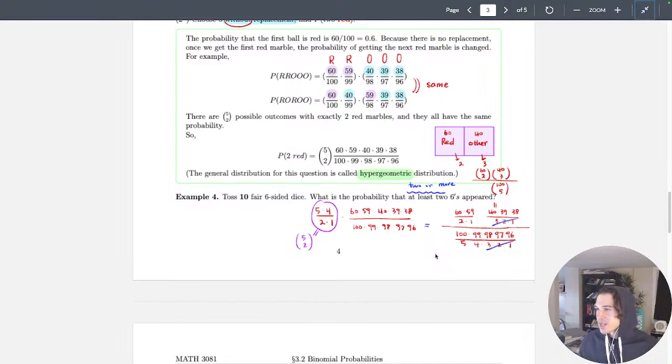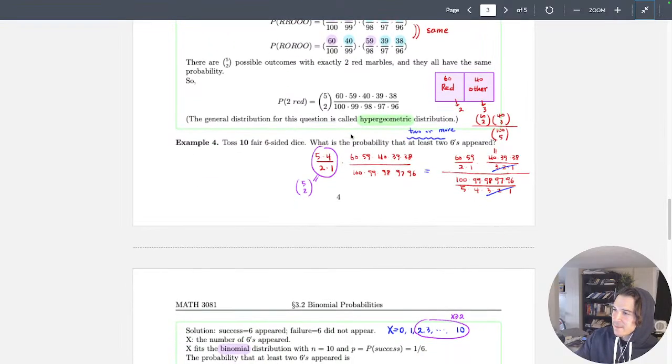Let's learn. There are 5 choose 2 possible outcomes with exactly 2 red marbles, and they all have the same probability. So the probability of 2 red is 5 choose 2, and then this long fraction right there. The general distribution for this question is called the hypergeometric distribution.